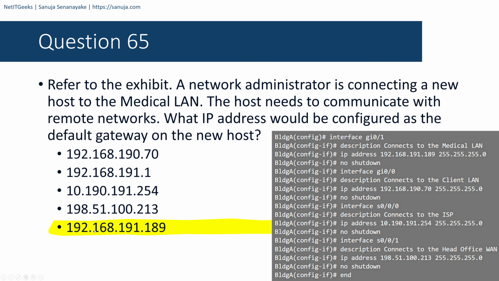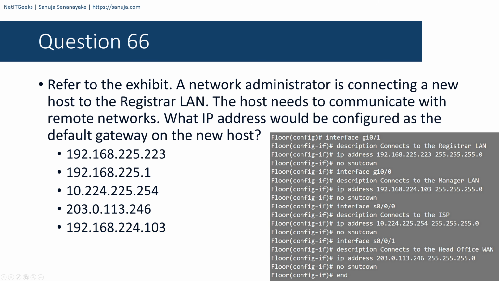So that's the answer. Again, you wouldn't know whether this is right or wrong except by looking at whatever is provided to you. So it says medical LAN in the description, and we are connecting the medical LAN, and it has an IP address assigned as 192.168.191.189, and so that has to be the IP address associated with the device that is connecting here for their default gateway.